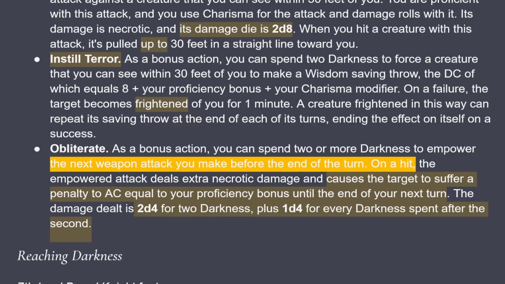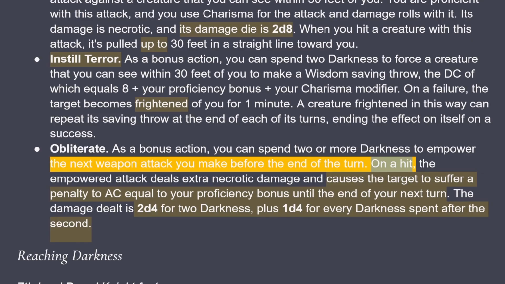The only other thing I have to mention about Obliterate 2 is another small fix, I think. A potential feel bad is you spend 2 darkness to empower the next weapon attack you make, and then on a hit. So that implies that you have to spend your bonus action, you charge up your blade, and then the next attack you make misses. You only get anything else if you hit with the next attack.